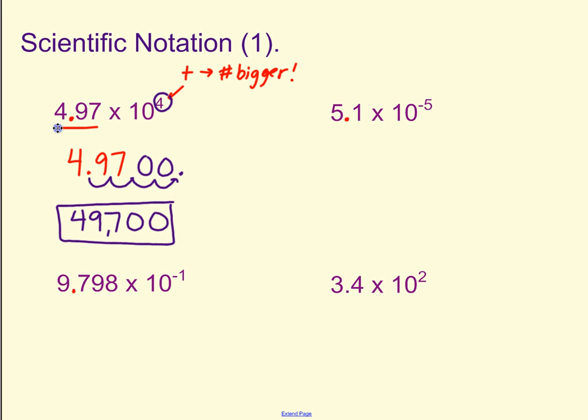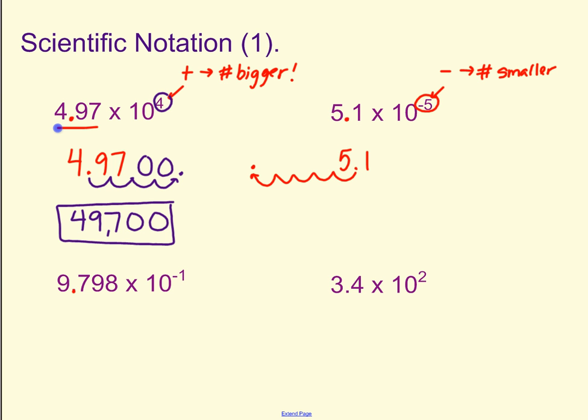Alright, here we have a 5.1 times 10 to the negative 5th. Now when your exponent is negative, that means that your number gets smaller. So we need to move our decimal so that this number gets smaller. To make a number smaller, you move the decimal to the left. Now I'm going to move it to the left this many times, 5 times. So here's 1, 2, 3, 4, 5.